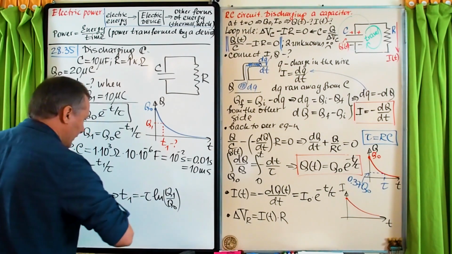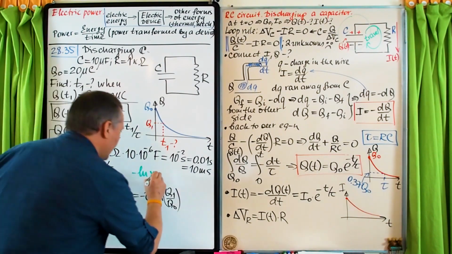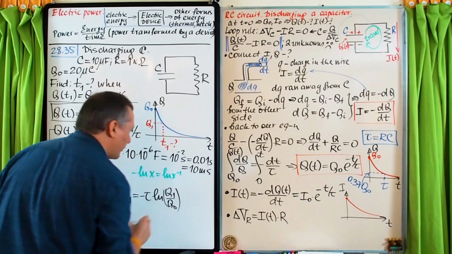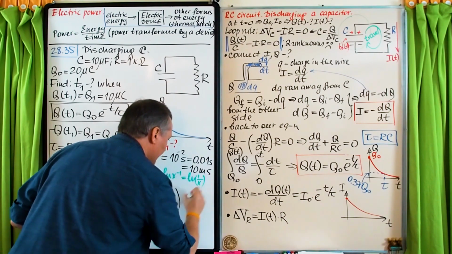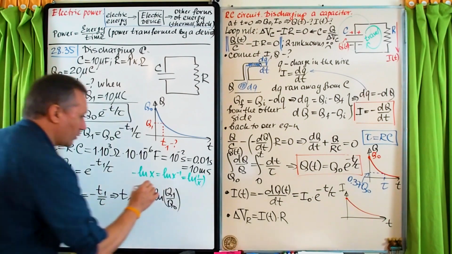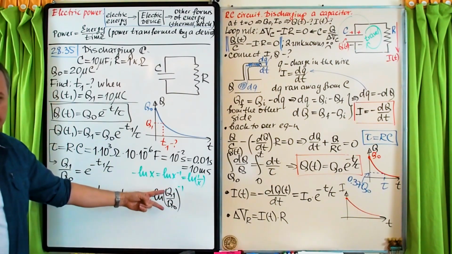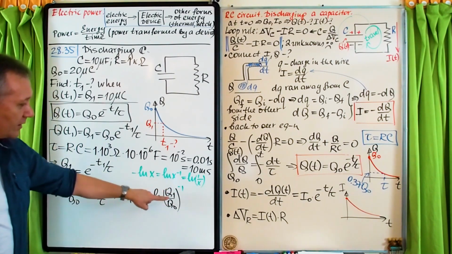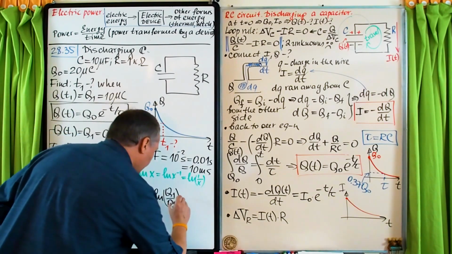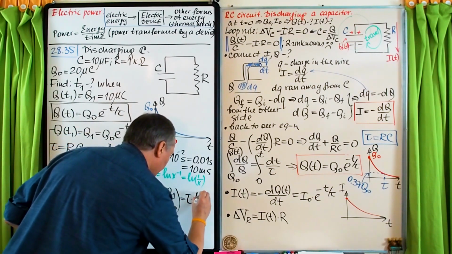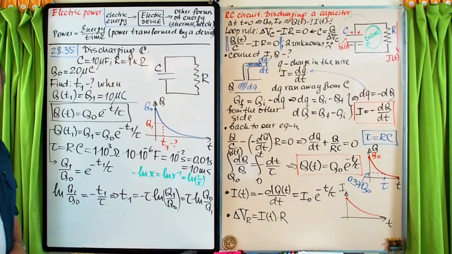Let me use a different color. If you have, for example, minus natural log of x, it's the same as natural log of x to the power of minus 1, which is natural log of 1 over x, right? So it means that we can take the minus over here, so it will be to the power of minus 1. And this ratio to the power of minus 1 is like flipping this ratio. So let's do it. We can get rid of this minus and flip this ratio. It will be q naught over q1. Properties of log functions. So as a result, we'll have tau times natural log of q naught over q1. Done. So that is the formula.